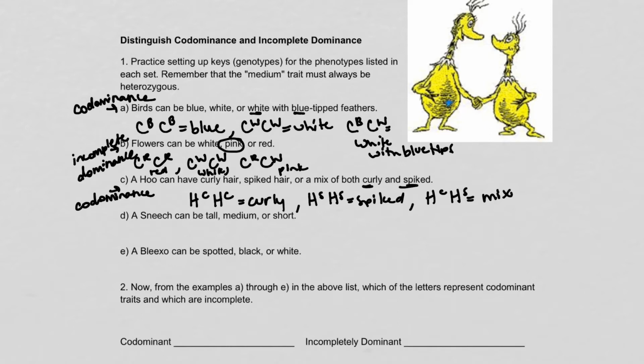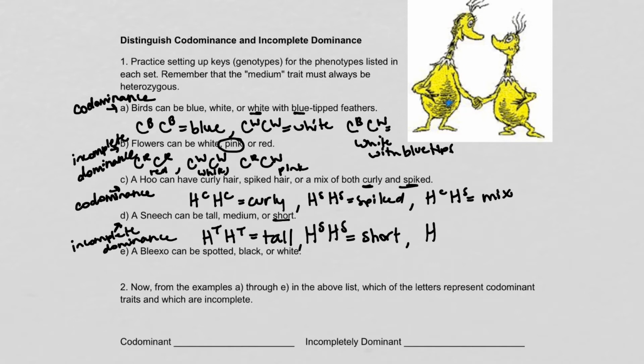A Sneetch can be tall, medium, or short. Medium is midway between the two. Not a mix, but midway. And so that's incomplete dominance. And I'll use H again for height. So HT, oh, I keep forgetting to put the phenotype, would be tall. HS would be short. And HTHS would be medium.